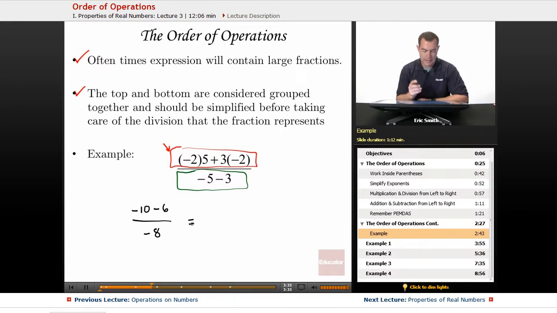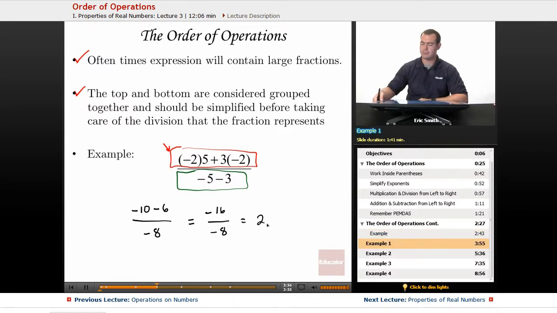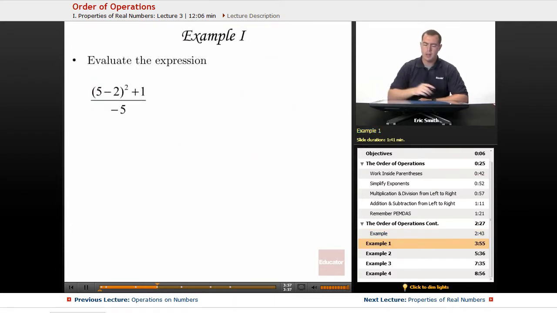Okay, negative 10 minus 6, negative 16, and on the bottom I still have that negative 8. So we've really worked to look inside each of those groups and simplify them using our order of operations in there. Now I simply have a negative 16 over a negative 8, and that is a 2. So watch for those large fractions to play a part. Let's try some examples now that we know more about the order of operations and see how we can bring these into a much simpler expression.